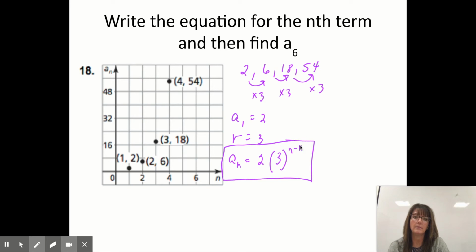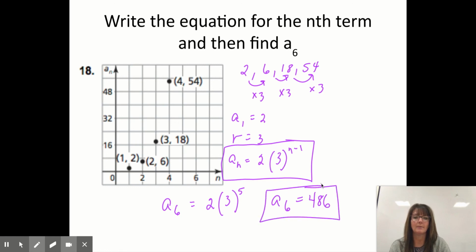Okay, make sure that's a 1. Ooh, that's very sloppy. Sorry. Okay, so that a sub 6 then becomes 2 times 3 raised to the 5th power. So a sub 6 is equal to 486. All right, that concludes chapter 6.